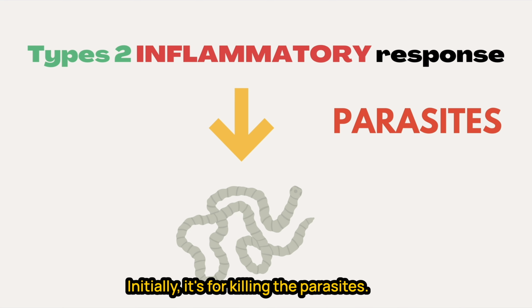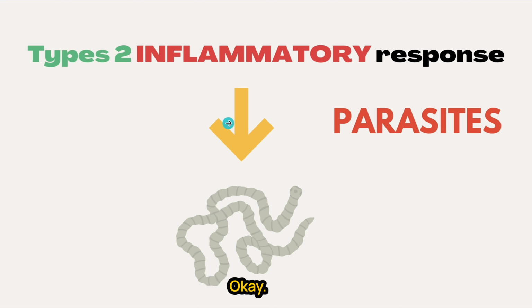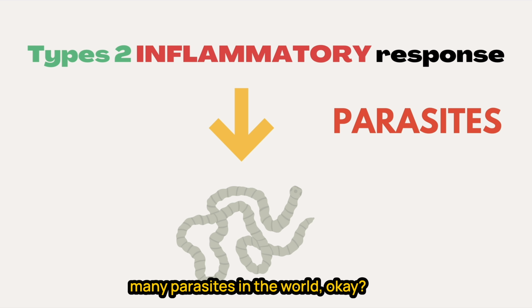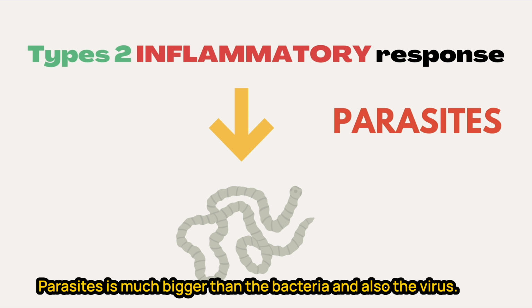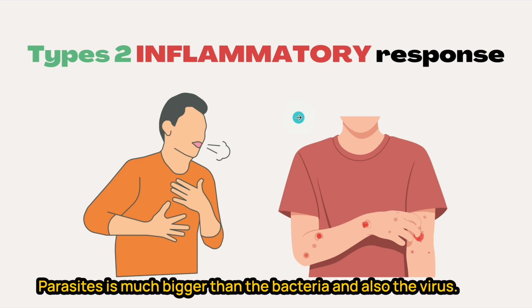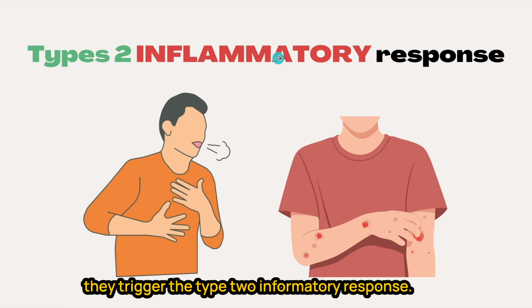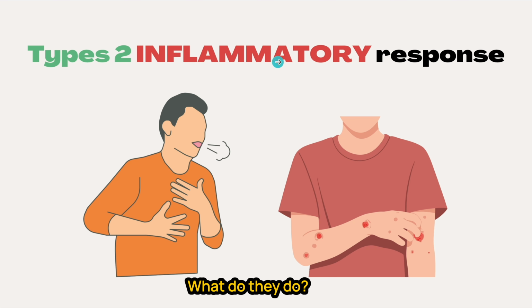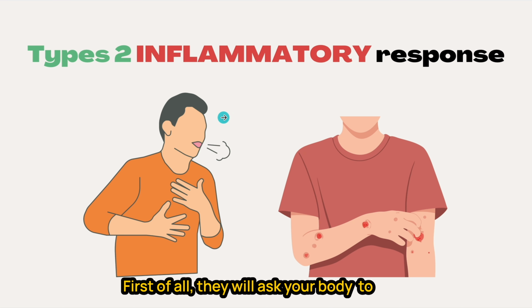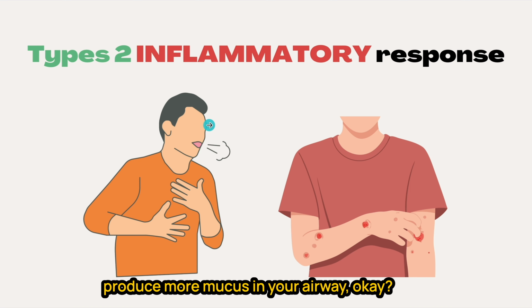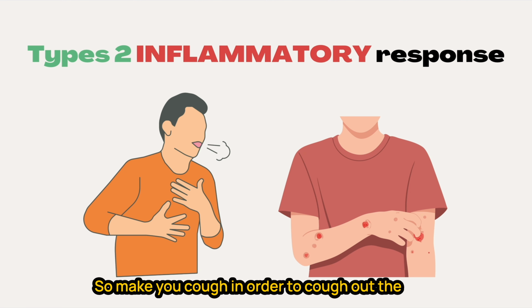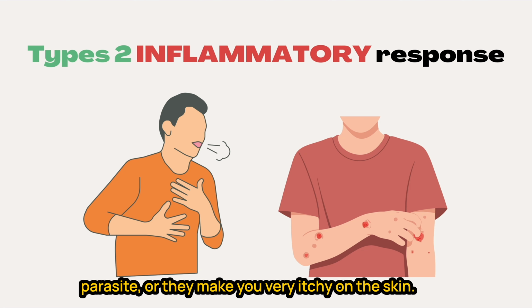Initially, it's for killing the parasites, okay? Because in the old days, we had many parasites in the world. Parasites are much bigger than bacteria and viruses. Therefore, when your body is triggered by a parasite, it triggers the type 2 inflammatory response. What does it do? First of all, it asks your body to produce more mucus in your airway, so that you cough, in order to cough out the parasite.